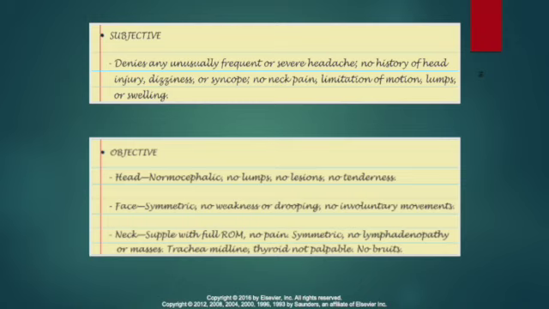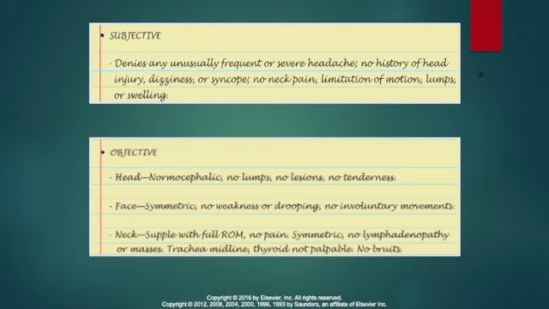separate the head, face, and neck. The head is normocephalic. You can also put atraumatic, meaning there hasn't been any trauma. Sometimes you'll see NCAT as an abbreviation. That just means normocephalic atraumatic. There's no lumps, no lesions, no tenderness. The face is symmetric with no weakness or drooping. There's no involuntary movements. The neck is supple with full range of motion, or ROM.